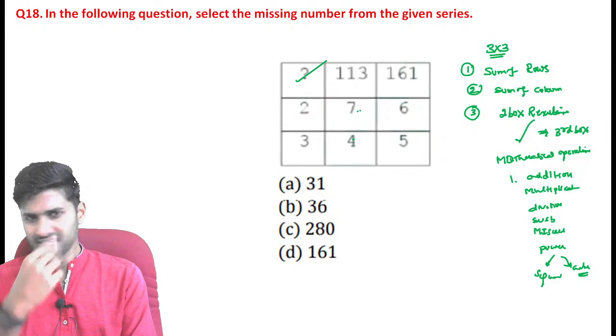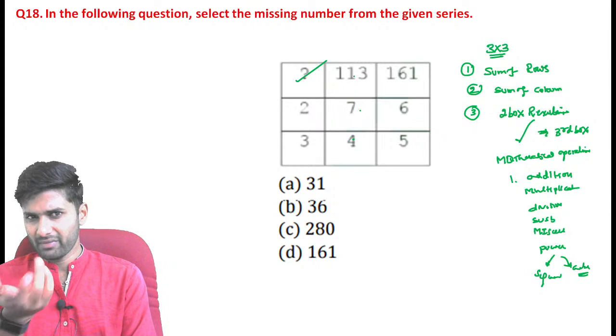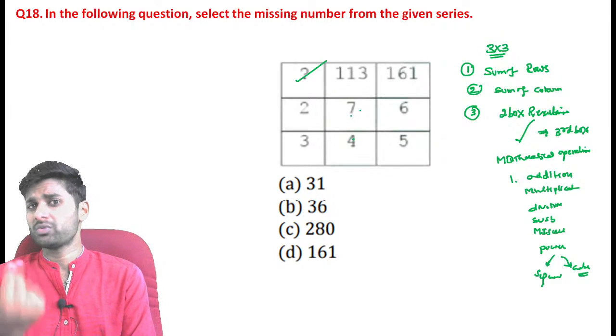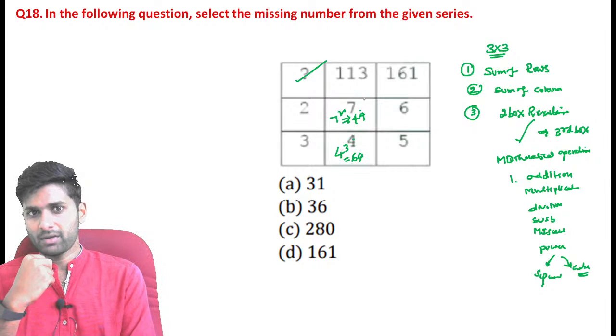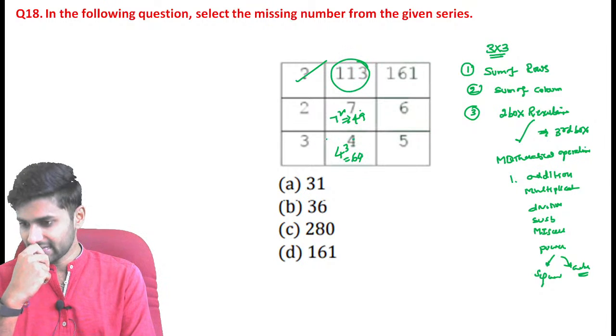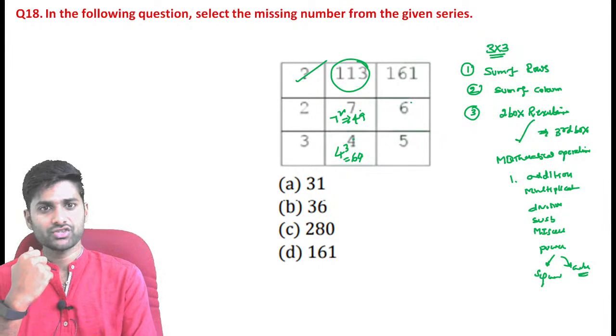4 plus 7 is 11, and 11 does not become 113. There is no chance. 7 times 4 is 28, and 28 has no multiple with 113. Now we have a chance, guys, see: 7 square is equal to 49, 4 cube is equal to 64. If we sum them together, the resultant becomes 113. Same thing, you just go through.